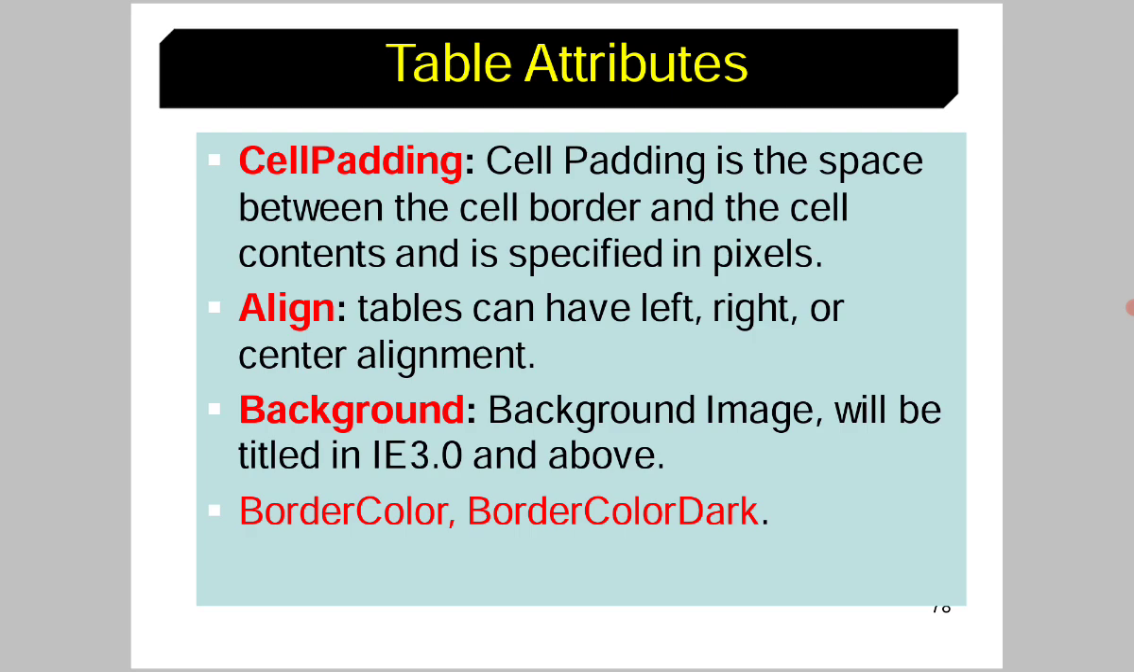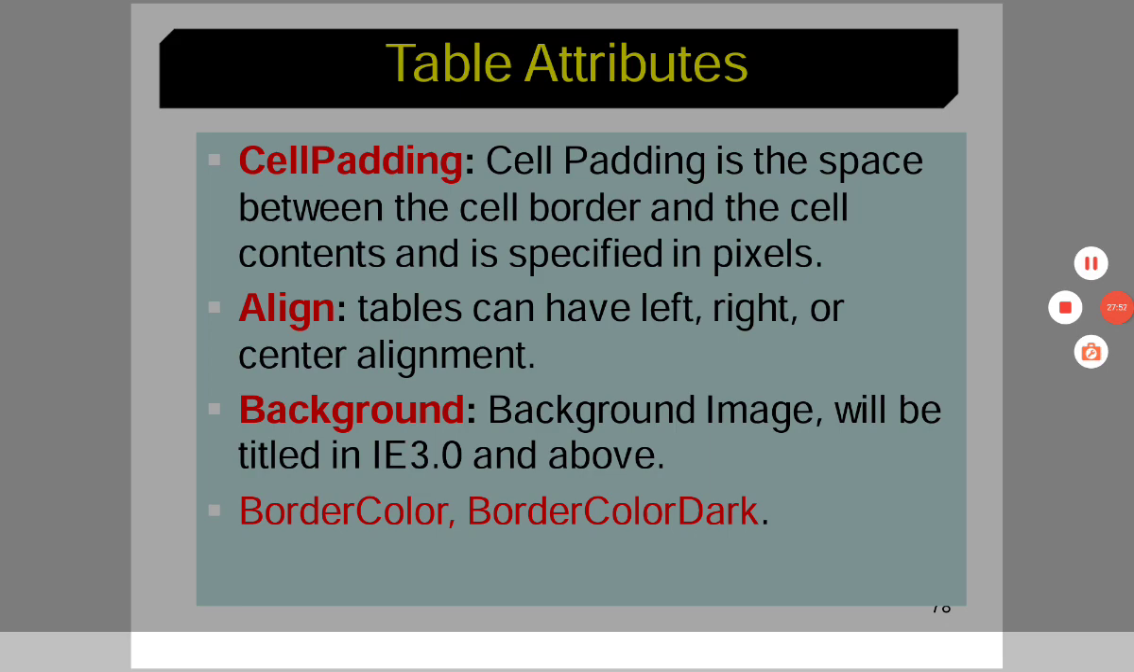Similarly, background image: if you want to set or change the background image of a table cell, generally the background option is used. Similarly, other parameters regularly used with the table tag are border color and border color dark. These two are also optional parameters used with tables. So we may continue in the next class.